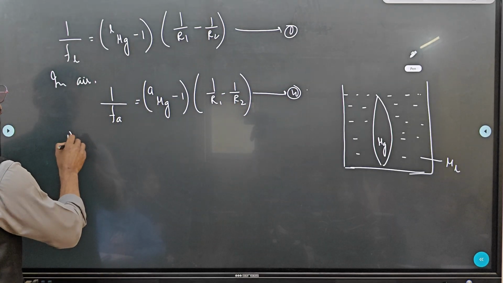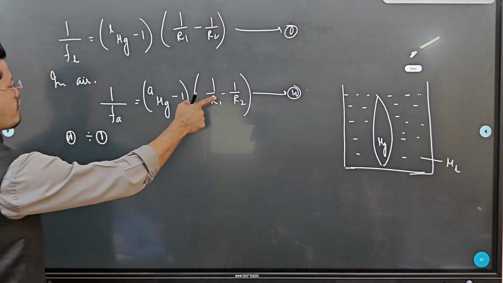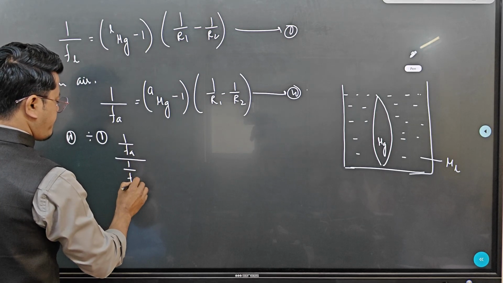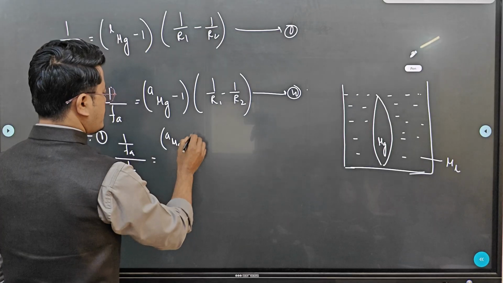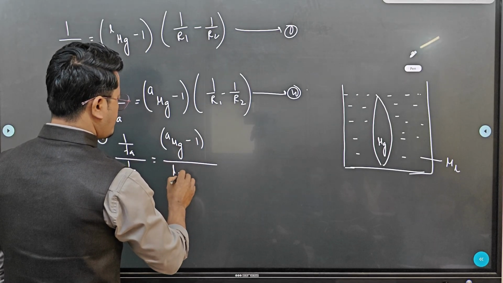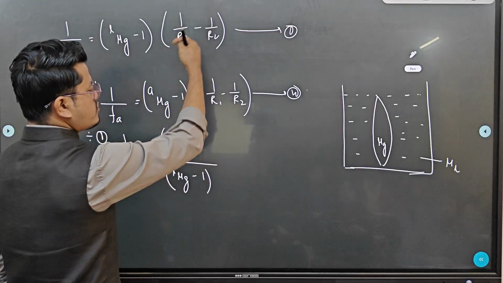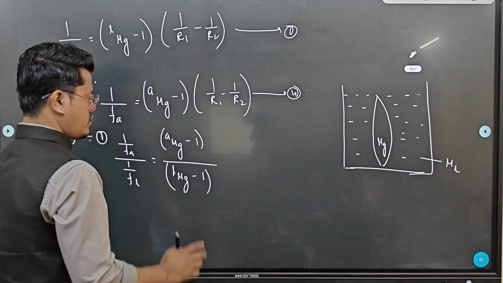Now let me go for 2 divided by 1. Keep your eye on the board now. If I go for 2 divided by 1, I can write here 1 by FA divided by 1 by FL will give you A mu G minus 1 by L mu G minus 1. Now you might be thinking, where do these terms go? If I just take the ratio, these two terms will get cancelled out or not? Got it?